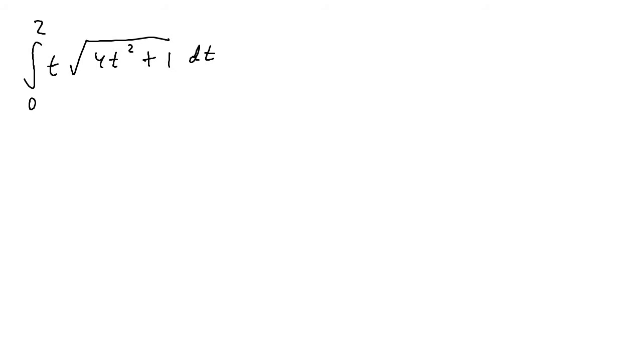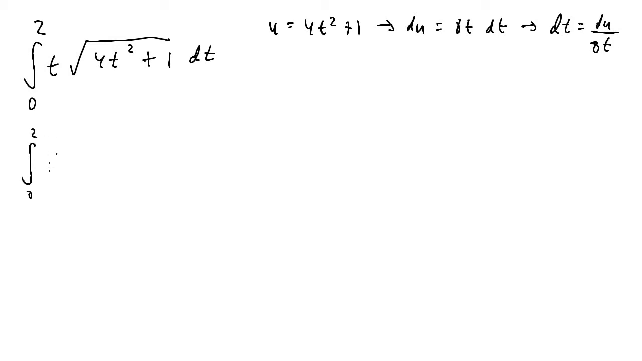So now in order to evaluate this integral, we can just go ahead and use u substitution. So if u is going to equal 4t squared plus 1, then du, or the derivative, is going to be 8t dt. So then dt, if we isolate, is going to be du over 8t. So if I go ahead and substitute everything back into the integral, we get the integral from 0 to 2 of t times the square root. Remember, we made u equal to 4t squared plus 1, so the square root of u times dt, which once again is du over 8t. So notice the t's will cancel.